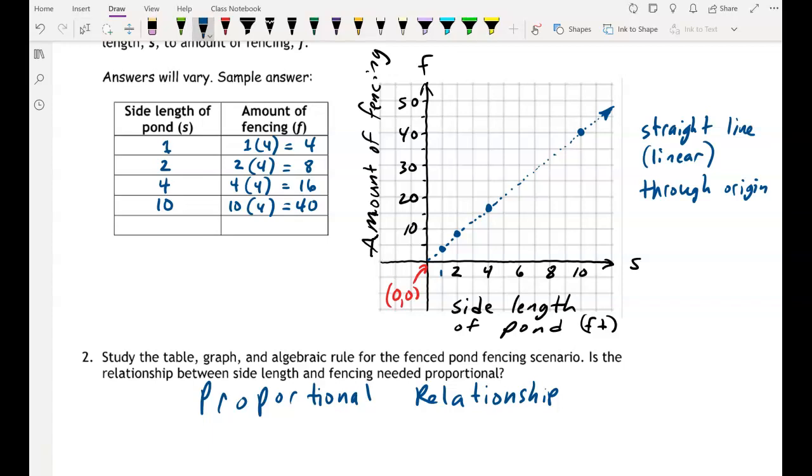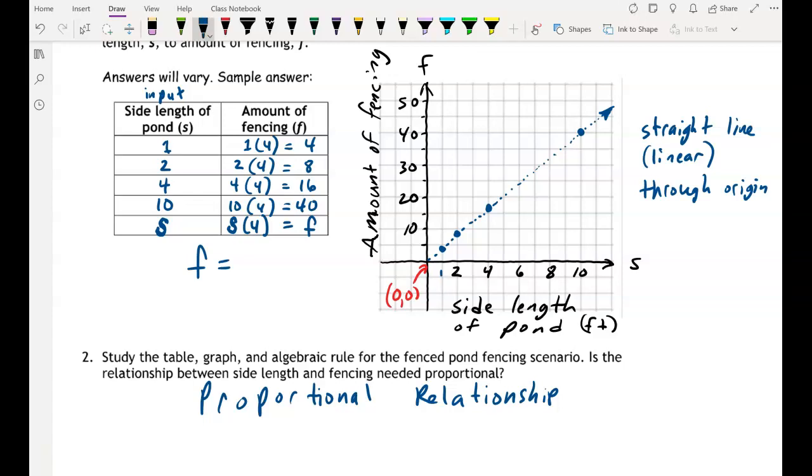So I'm going to replace the numbers on the side length in our input with our variable s for side length. And so then if we do that, it would be s times 4 would equal f, the amount of feet of fencing. Now if we wanted to write our algebraic rule, we're going to turn all these things around. The amount of fencing that we need, or f, will always be equal to s times 4.